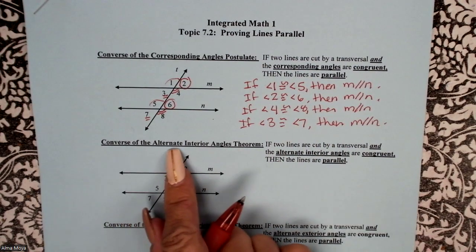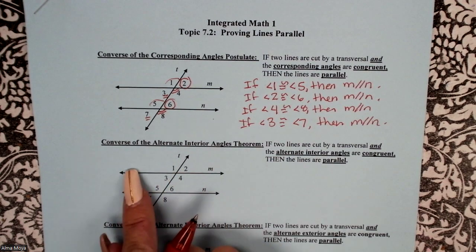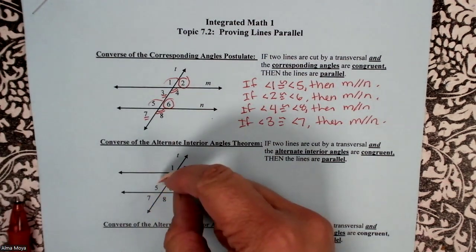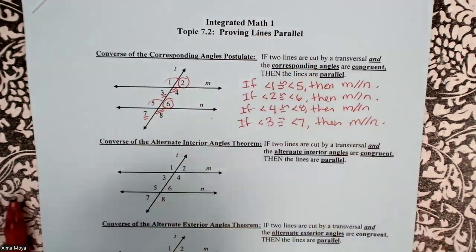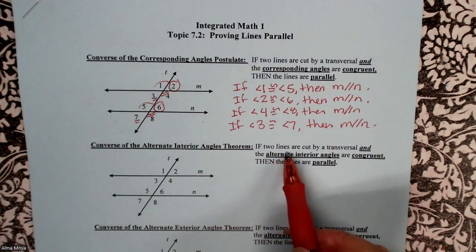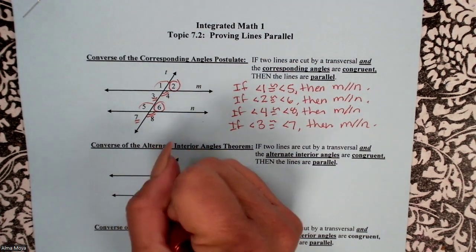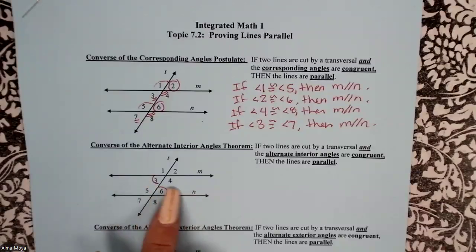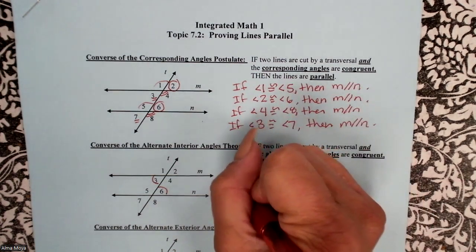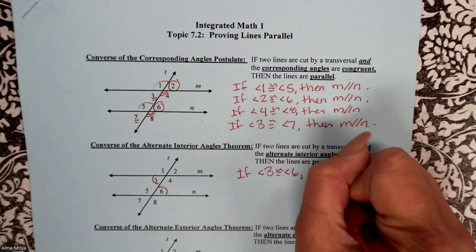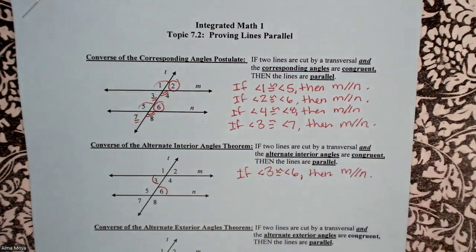Now, the converse of alternate interior angles. Remember, there's one on one side, one on the other. So one will be on that side and then one will be on that side. Interior means the inside right here. If two lines are cut by a transversal, and the alternate interior angles are congruent, then the lines are parallel. So right here, 3 is going to go with 6. They're on alternate sides of the transversal, and they're on the inside. So if angle 3 is congruent to angle 6, then M is parallel to N.